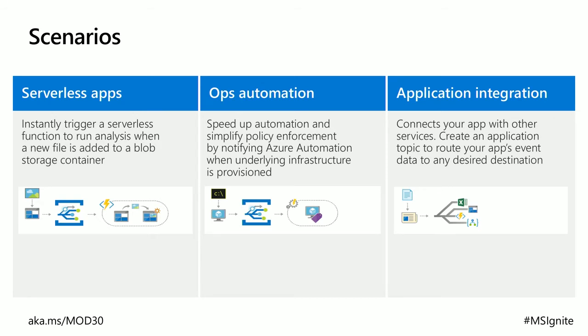Application integration. You can also integrate apps. 12-factor loosely coupled apps are great. You have microservices all doing things concurrently. However, how do you actually orchestrate and manage all that at scale and securely? You can do that with application integration with Event Grid.